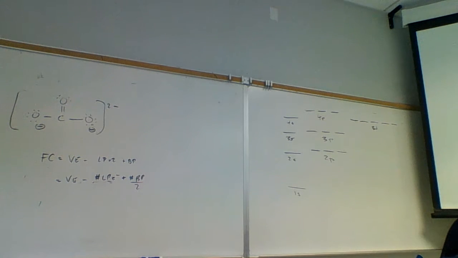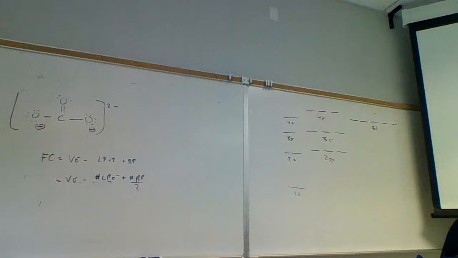However, I gave an alternate way of determining formal charge. When we have 100%, we make an assumption. We assume 100% covalent bonding and then split the electrons. That's what we did.